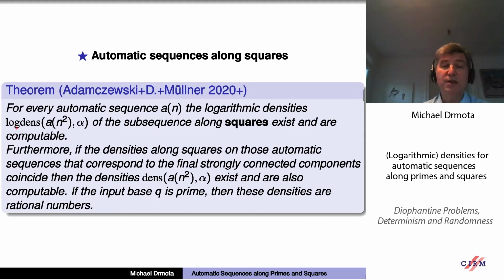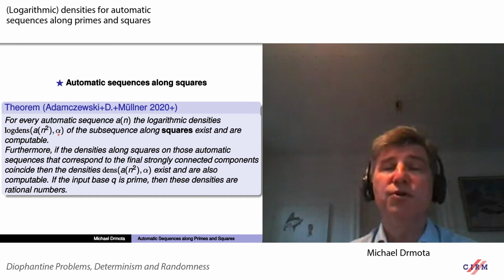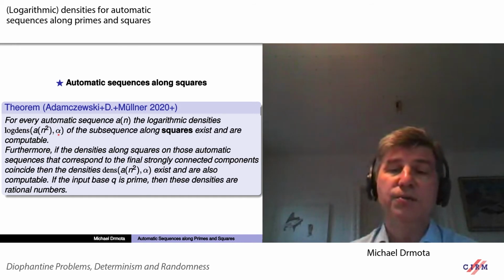Of course, the logarithmic densities are not always rational numbers. For example, if you take just the leading digit as the automatic sequence, then we only have the logarithmic densities, and it's clear that these logarithmic densities, which correspond to Benford's law, are not rational numbers.